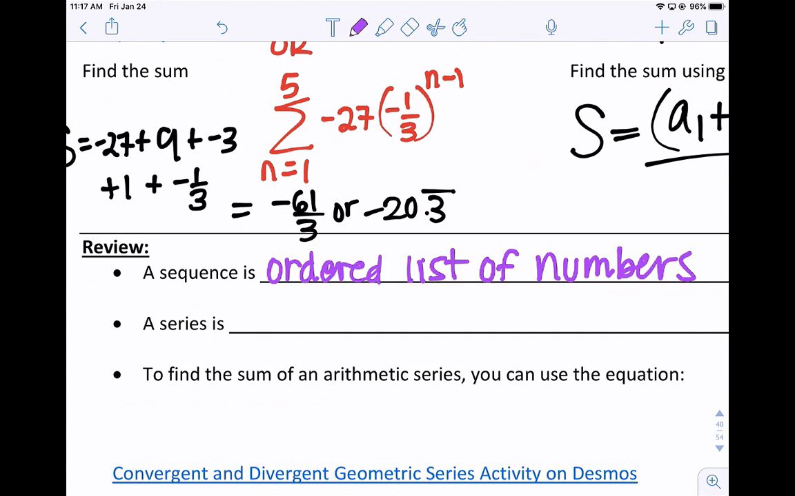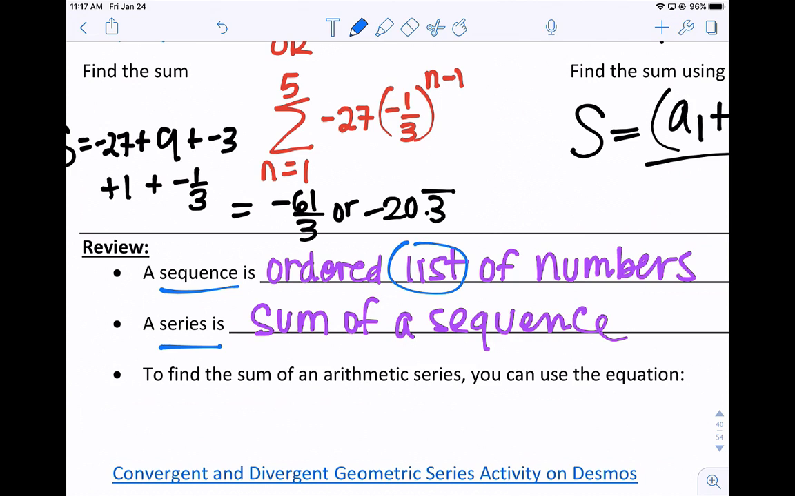And a series is the sum of a sequence. So again, the main words here: the sequence is your list. The series is when you add up parts of your list or your whole list. To find the sum of an arithmetic series, you can use the equation.